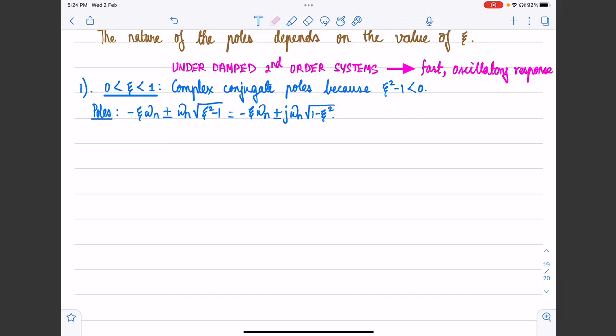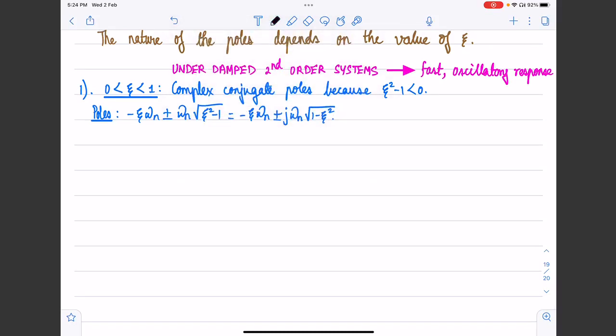Okay, so let's plot and figure out how the poles look on the S plane. Let us say I plot the S plane, the real axis and the imaginary axis.